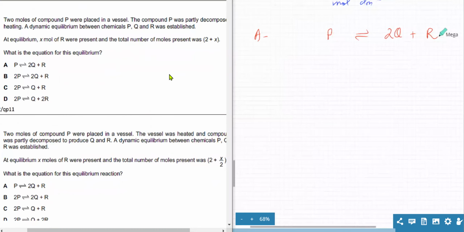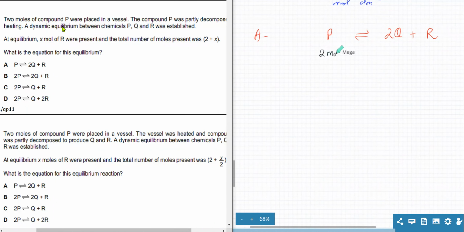Okay, so that's the first option. Now they're saying that initially 2 moles were added. So I'm going to write the initial moles. It's 2 moles. And there are no moles of Q, no R, nothing.